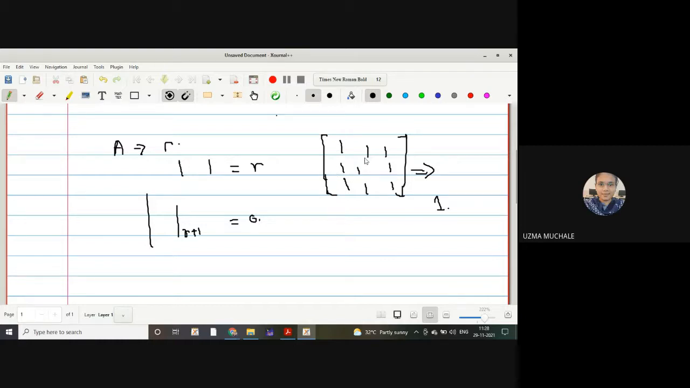Suppose I want to find the determinant of this matrix. What is the determinant of this matrix? 0.